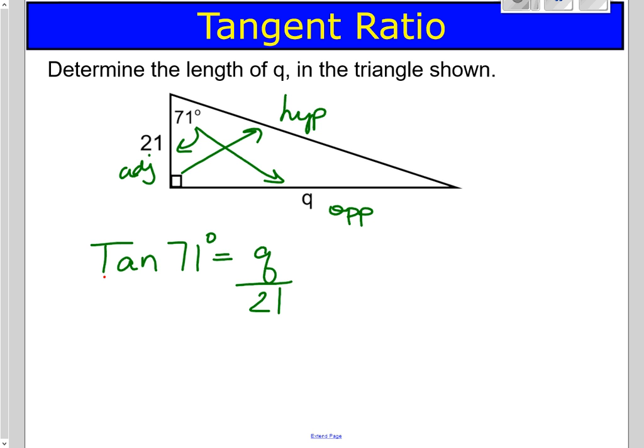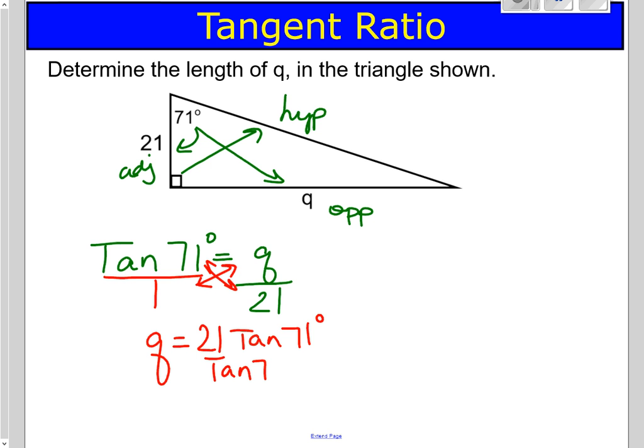Now remember, we're going to cross multiply this. So I'm going to put this over 1. And then let's do some multiplication here. And I get 1 times Q, which is Q, and then 21 tan 71. Notice I put the 21 first because if I wrote it as tan 71, 21, you may get confused and think of that as 71 times 21, which it is not. So, of course, just to keep it cleaner, we put it at the beginning.